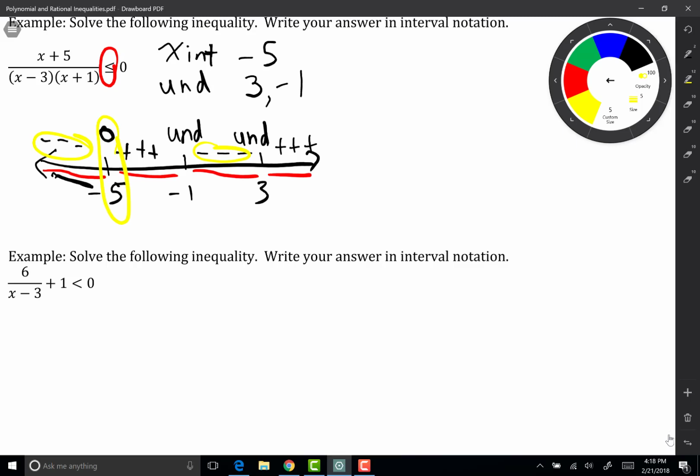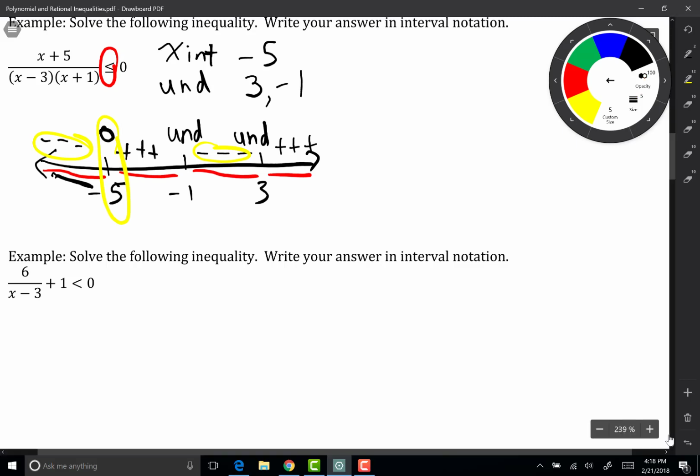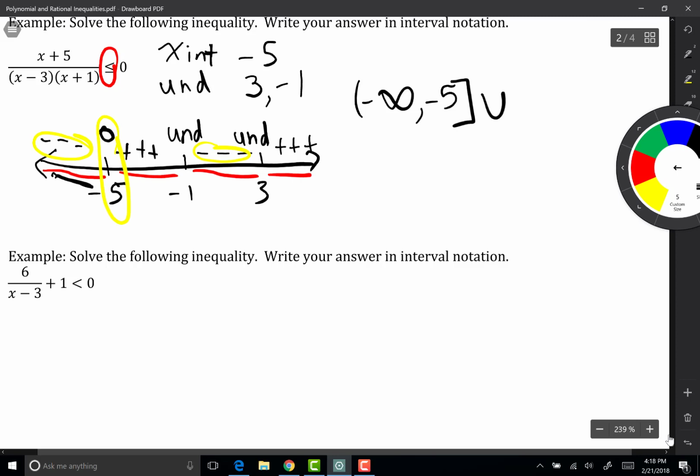I do not want to include -1 or 3 because that's not where it's equal to 0, that's where it's undefined. And this is a perfect example of why it's important to label your sign chart on whether it's a 0 or if it's undefined. So my final answer is going to be from -infinity up to -5, including -5, union, and then open parentheses, -1 to 3. So I don't want to include -1 and 3 because that's where they're undefined, but I do want to include -5 because that's where it's equal to 0. And it's asking me for that. Where is it negative or equal to 0?